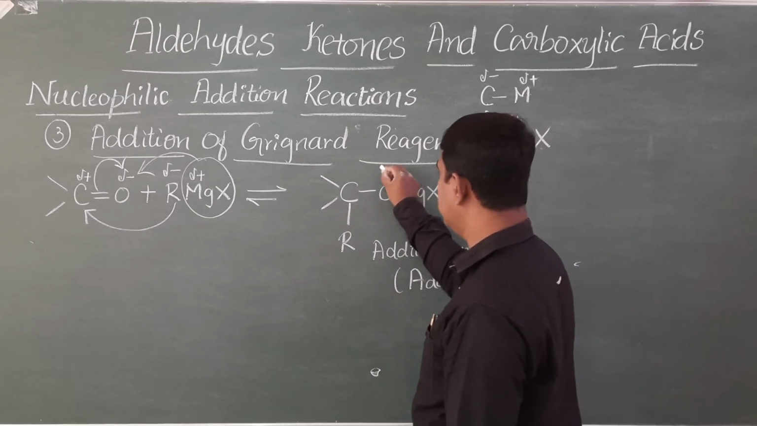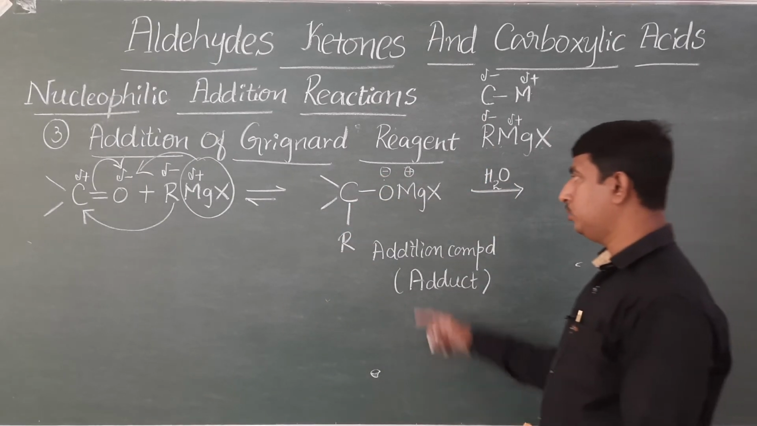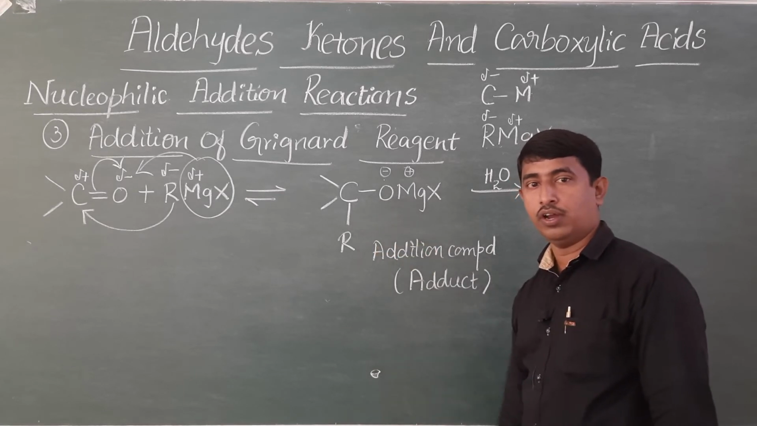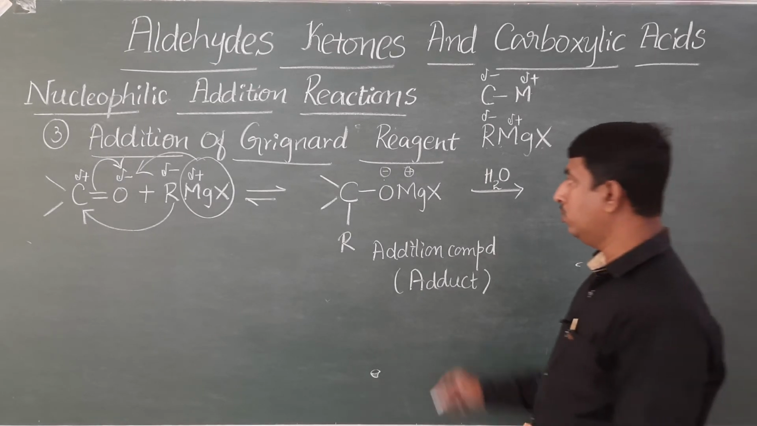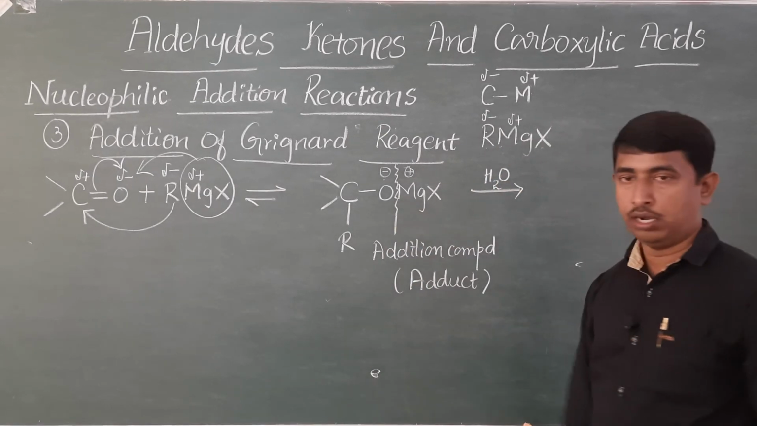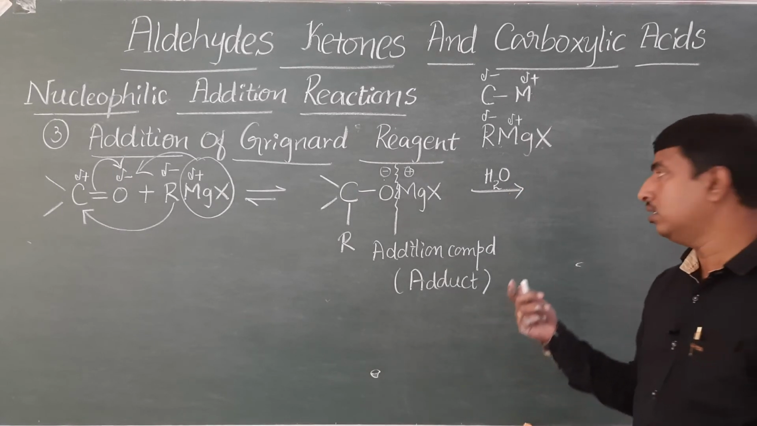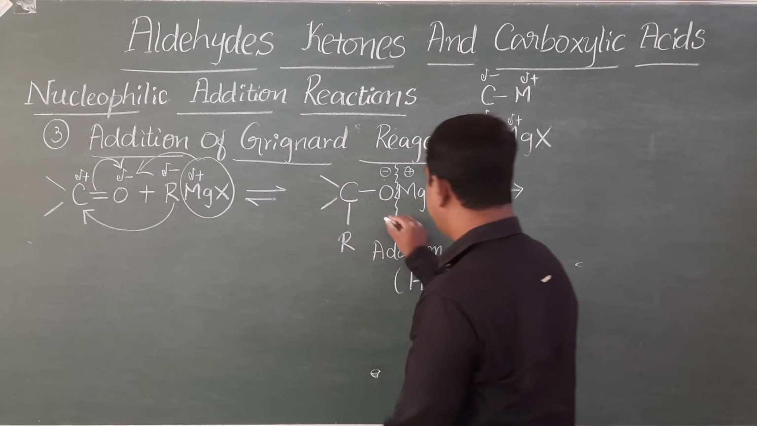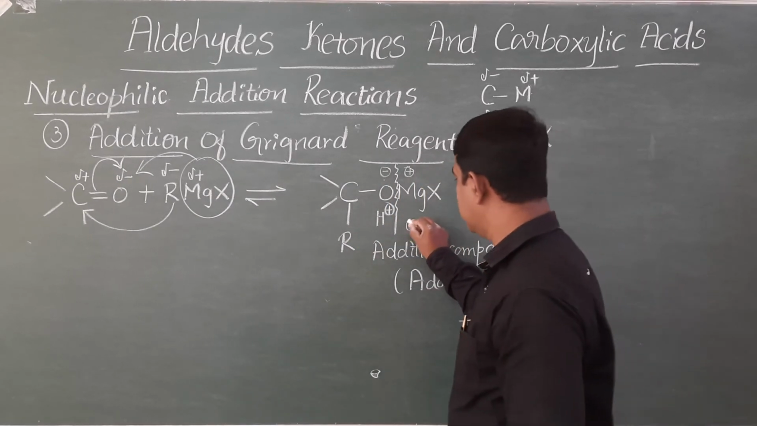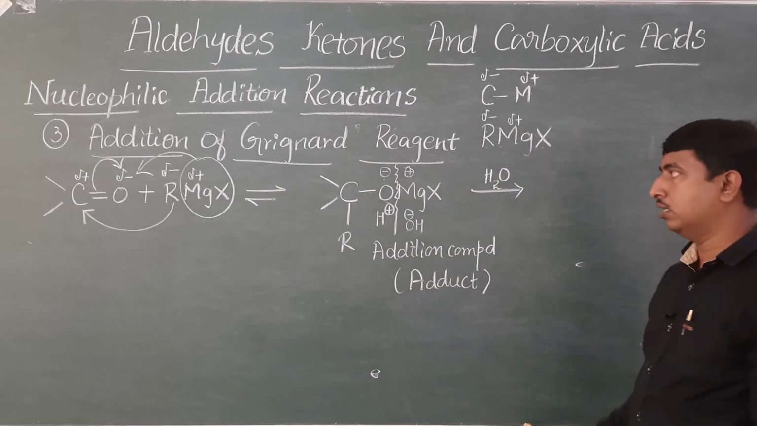Oxygen carries negative charge, magnesium carries positive charge. This is because oxygen is more electronegative, magnesium is less electronegative, or more electropositive. So the bond breaks here. Since it is a weaker bond, this bond breaks in the presence of water. Water contains H plus and OH minus. So H plus will be added to oxygen because oxygen carries negative charge. OH minus, the negative part, will be added to metal Mg because it carries positive charge.